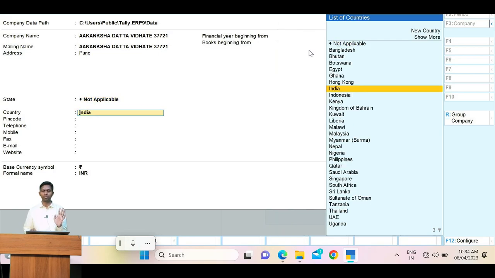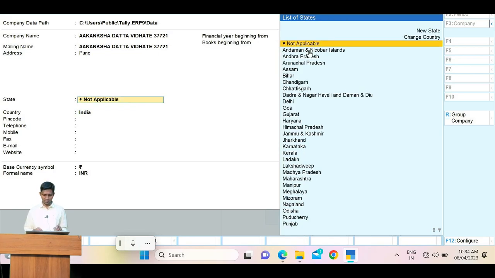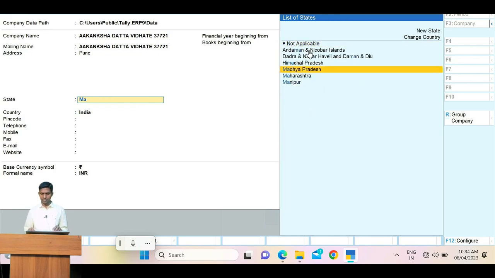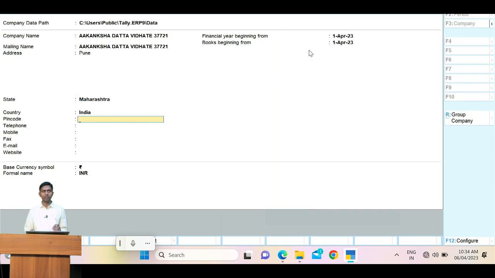If you are in Pune, write Pune. If you are in another city, you are most welcome to write that. And then here, state, write the state clearly and correctly. And then here, my PIN code is, write that. Mobile number, email ID and all, no need to write.